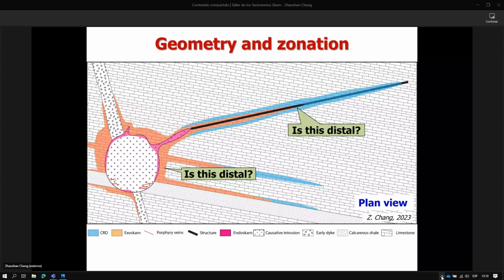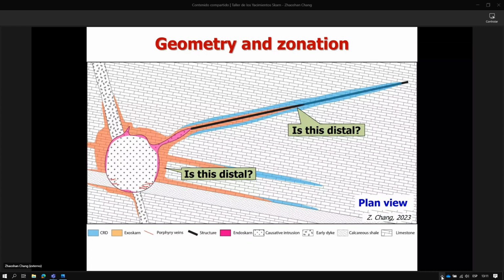So zone 1 is endoskarn. And the garnet color has to be red. If there's pyroxene, it's green. And if there's iron oxide, yes, we can have iron oxide here. And the metal is mostly moly. And silver host, we don't have silver here. So it's so close. Zone 2 will become the contact exoskarn.